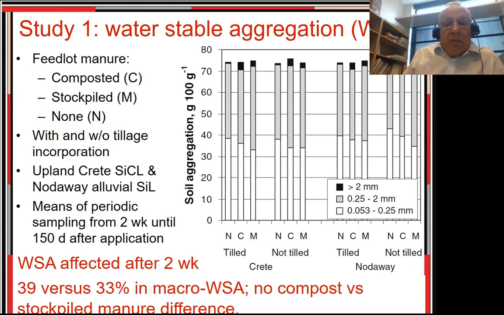If we look at the results and compare the none with the compost and the stockpiled manure, we see that the black is somewhat affected. Not a large fraction of the soil is there, but that's the one that's most affected. And we see that the total in what we call macro aggregates, that is greater than 2 millimeter, we consider to be large macro aggregates, 0.25 to 2 is small macro aggregates, and the white represents micro aggregates. The result is that 39% of the soil was in macro water stable aggregates with either compost or stockpiled manure applied, compared to 33% with no manure applied. We did not find any difference between compost and the stockpiled manure treatments. They appeared to have similar effects.